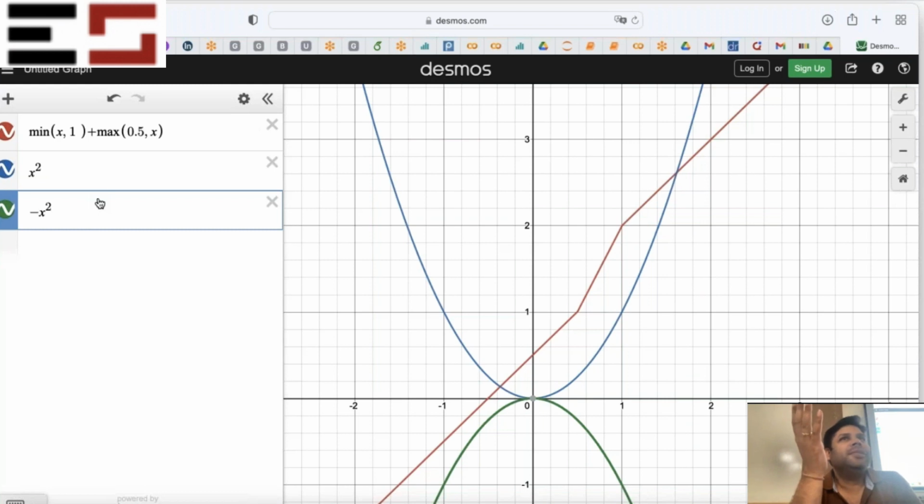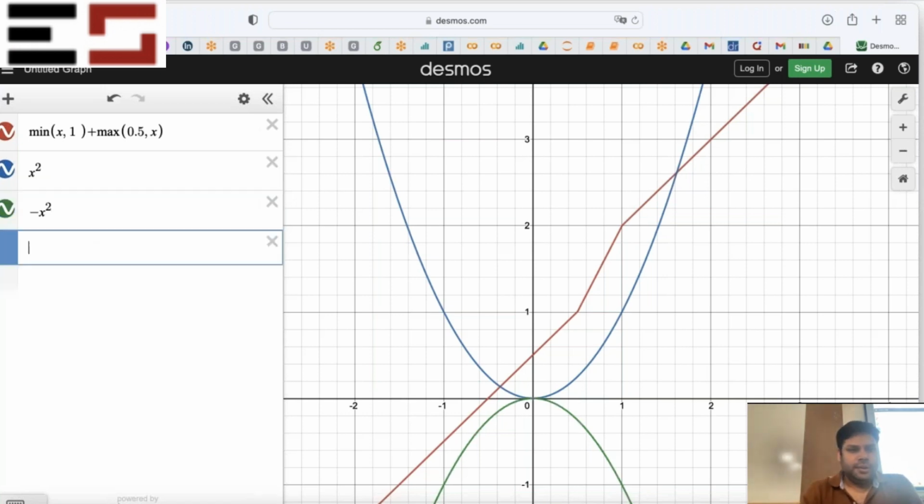Anything else? Any other questions? No? Is this clear? Concave, convex? What about like a wave function? Would that be either concave or convex? So you mean sine function? Okay, let's just check that.